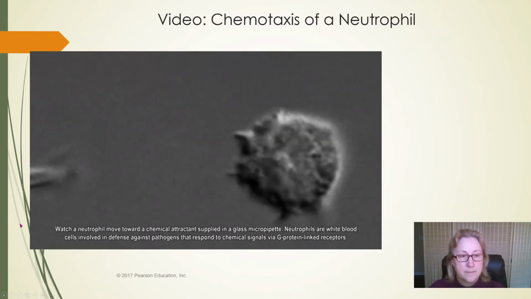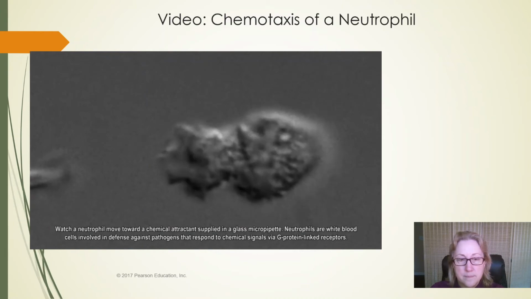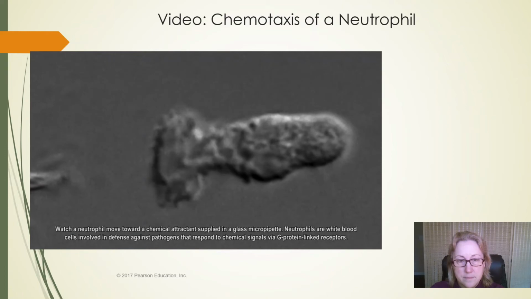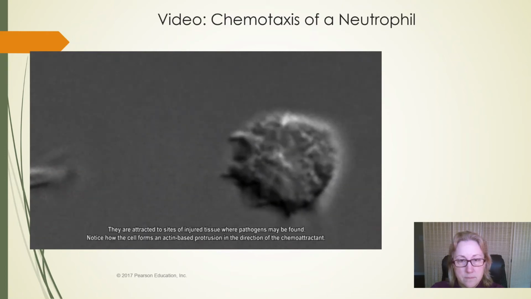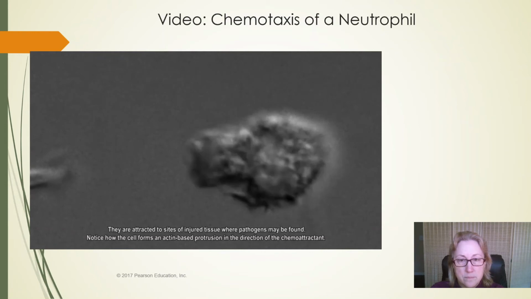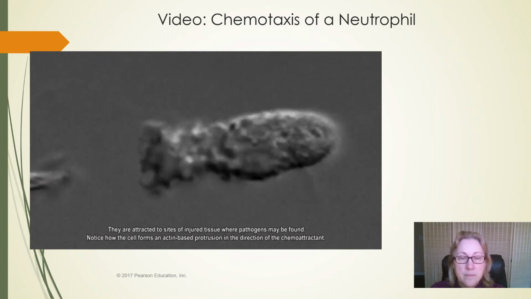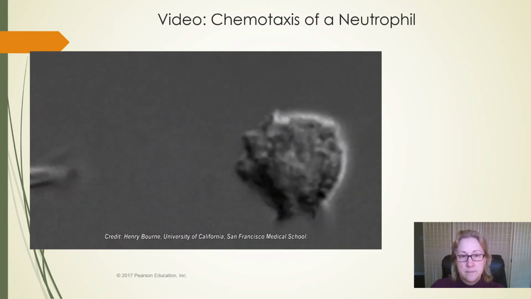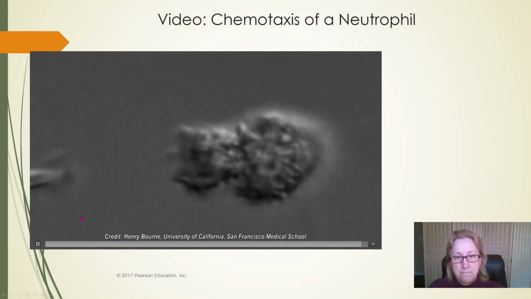Watch a neutrophil move toward a chemical attractant supplied in a glass micropipette. Neutrophils are white blood cells involved in defense against pathogens that respond to chemical signals via G protein-linked receptors. They are attracted to sites of injured tissue where pathogens may be found. Notice how the cell forms an actin-based protrusion in the direction of the chemoattractant. Credit: Henry Bourne, University of California, San Francisco Medical School.